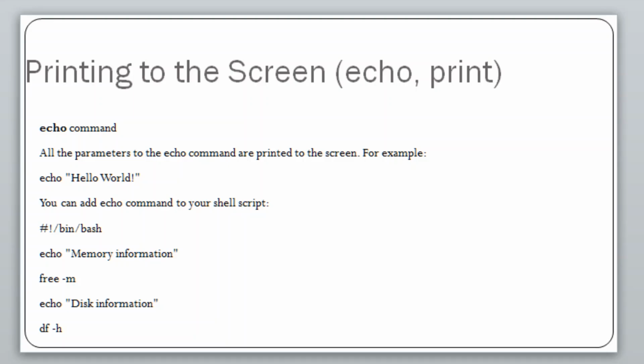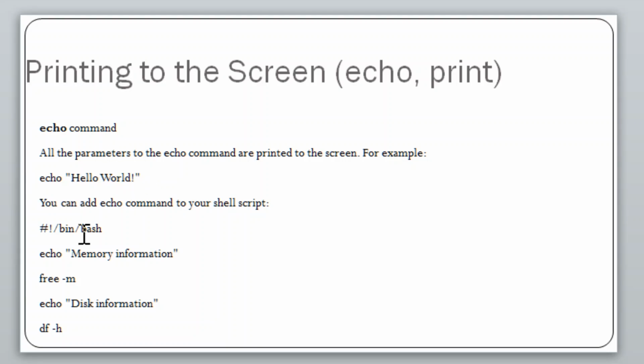Let's talk about a very common thing used in shell scripting. That's going to be printing to the screen, okay? We can use that by doing echo or print. So we have the echo command, and all the parameters to the echo command are printed to the screen. So for example, we could do echo hello world, and it's going to print that to the screen.